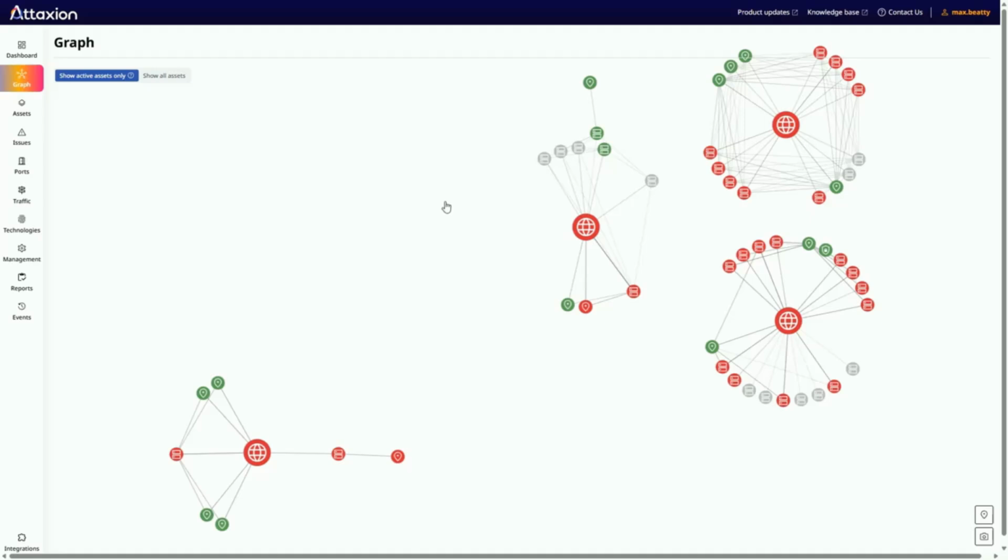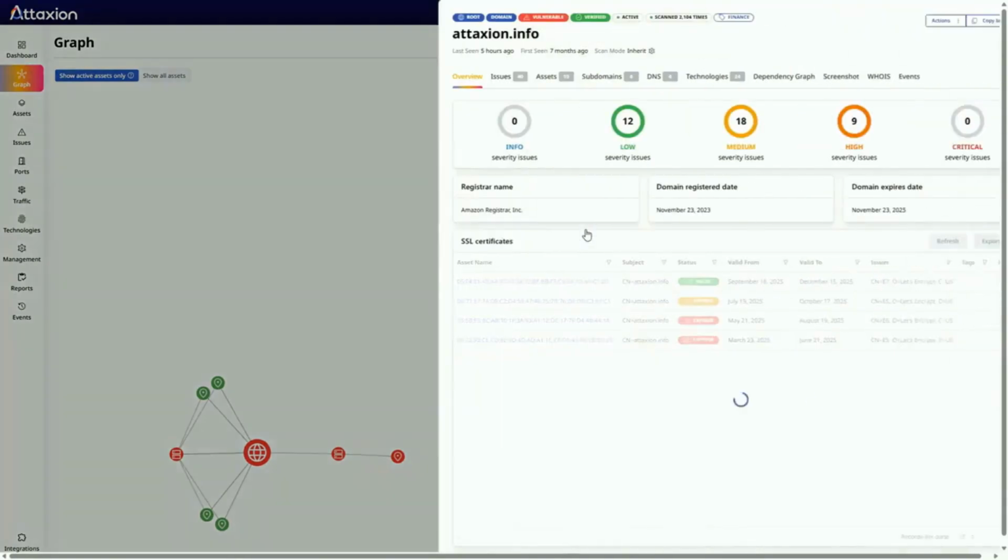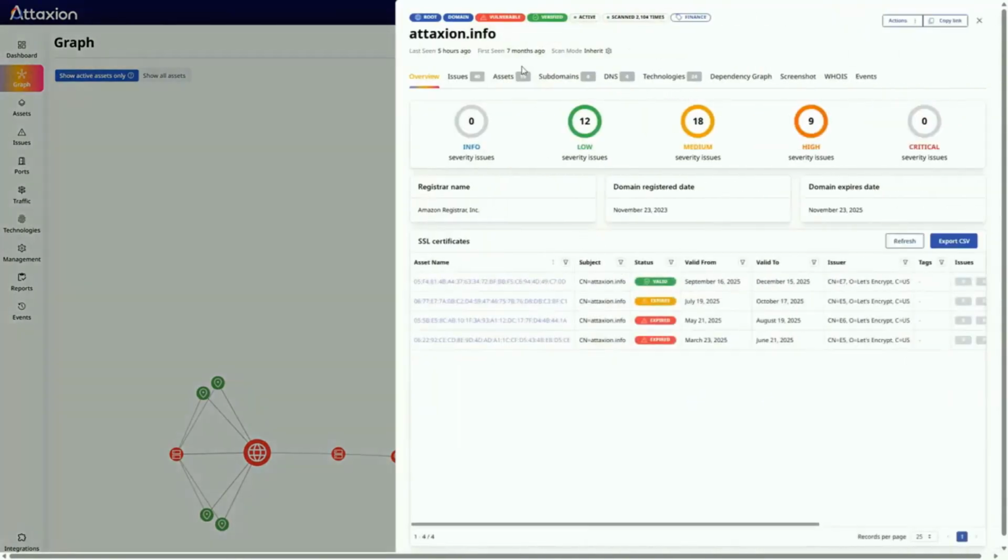Additionally, any companies going through mergers and acquisitions might want to make sure they're retiring old assets and also that all assets on the same network have the same security standards. Everything you see here can be clicked into to learn a little more about each individual asset.